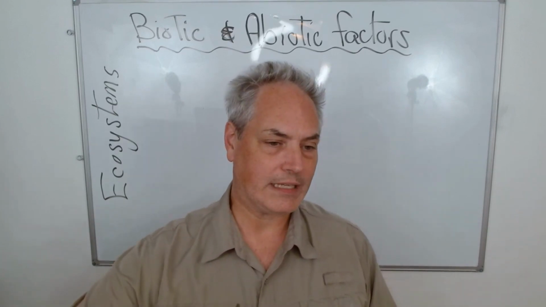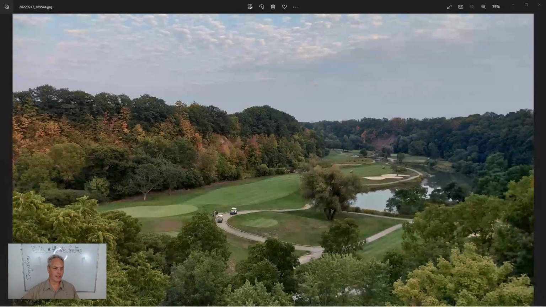Now that we've seen the video, what is interesting is we were able to, and I have a picture for you right here, so let's see if I can show it to you. Very nice. We could see that we have a golf course, and on the golf course here, we have a variety of factors. First of all, it's easy to see the biotic factors.